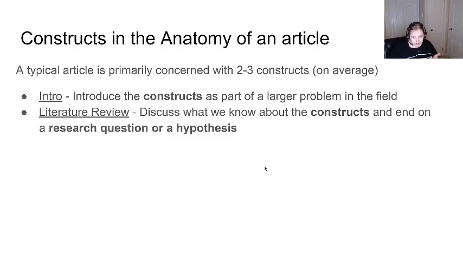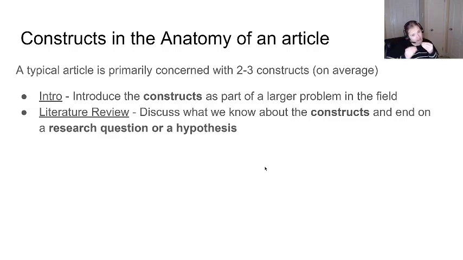The lit review is to discuss what we know about the constructs, right? Previous research on it. So if I'm talking about input and uptake, I go, well, there's a whole bunch of stuff on input and there's some stuff on uptake, and this is what they found, right? And the idea is that once I've reviewed what exists, I've literally reviewed the literature, I end on a research question or a hypothesis, because why would I do a study that's already been done unless I'm explicitly replicating, which we're not talking about right now. But why would I do a study that's already been done? What is the purpose?